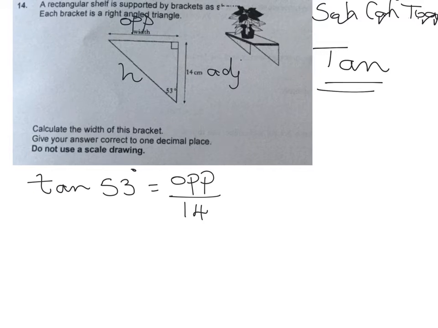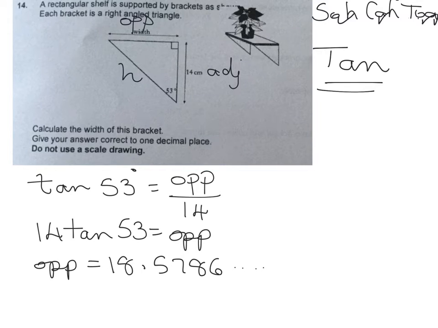So filling in the numbers from the question, the tan of 53 degrees is equal to the opposite divided by 14. We now need to rearrange this. So 14 tan 53 is going to be equal to the opposite side. We put this into the calculator and we get 18.5786... Now this time we have been told to round to 1 decimal place. So that will round to 18.6 centimetres.